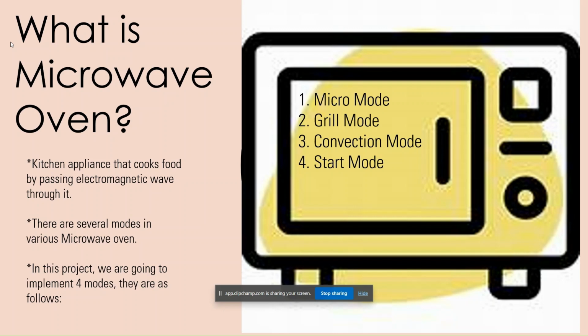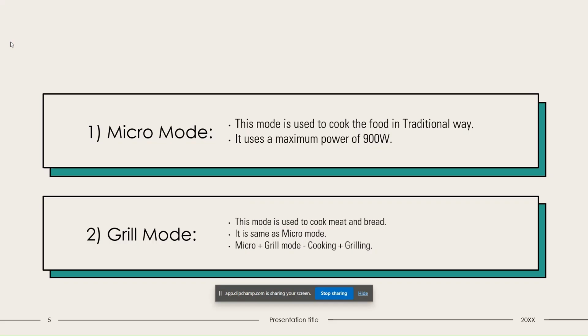Let's have a look at them one by one. First is micro mode. This mode is used to cook the food in a traditional way. It uses maximum power of 900 watt. Second is grill mode. This mode is used to cook the meat and bread. It is same as micro mode.